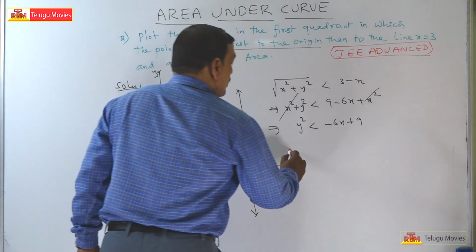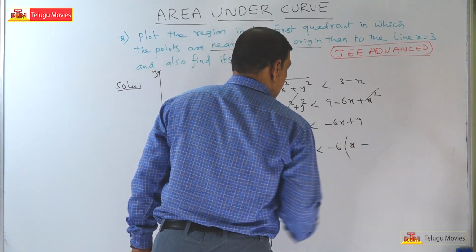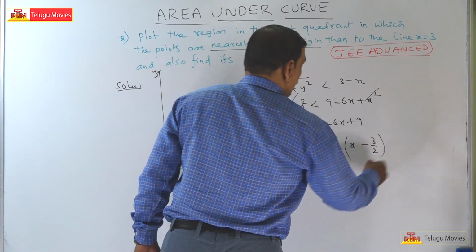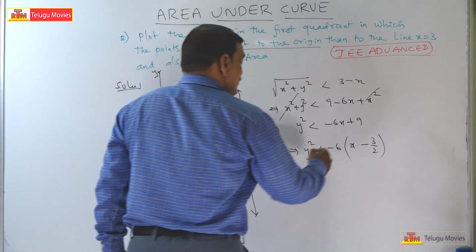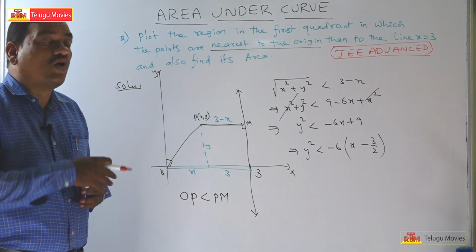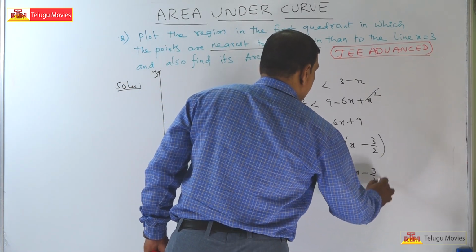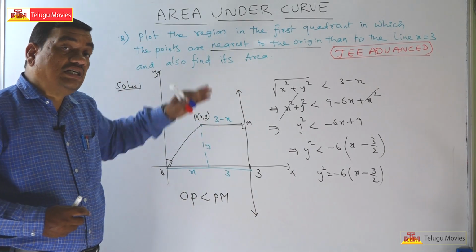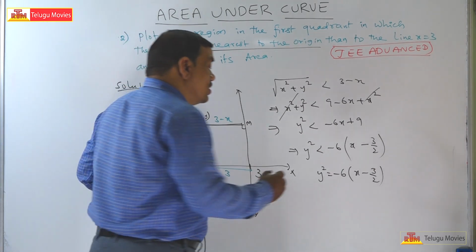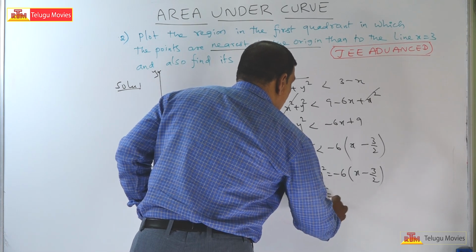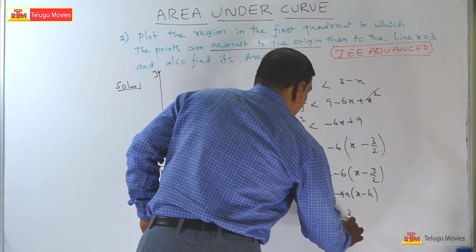So y square is less than minus 6 common outside, x minus 3 by 2. Can I take that? Yes, we can take. So this region is the interior of the parabola y square is equal to minus 6 into (x minus 3 by 2). This is of the form (y minus k) whole square is equal to minus 4a into (x minus h), where the vertex is (3 by 2, 0).